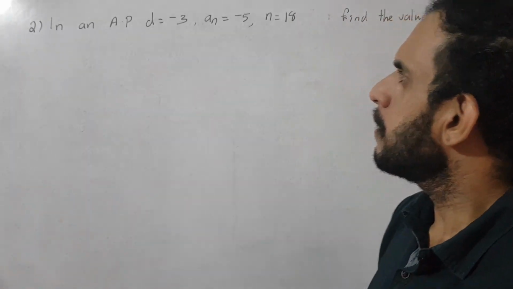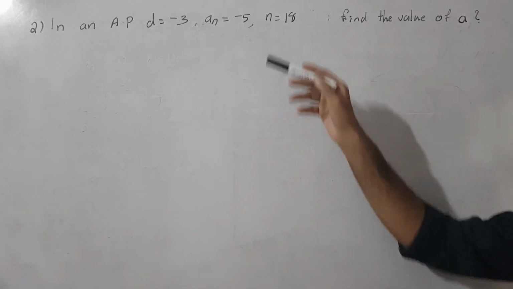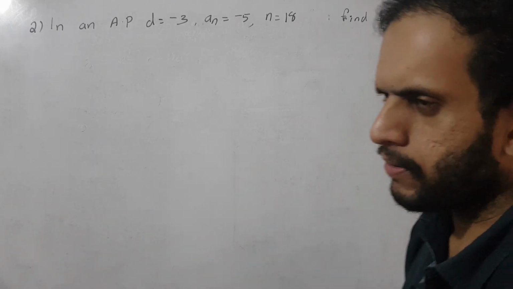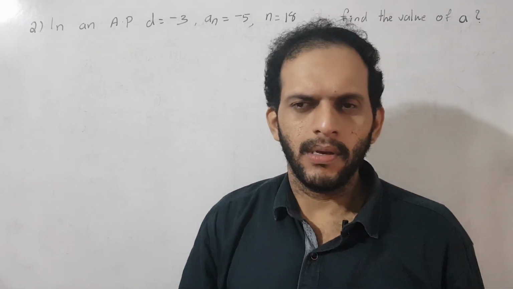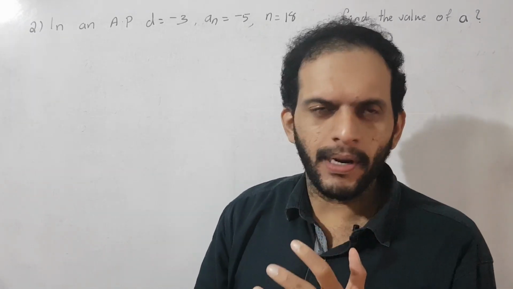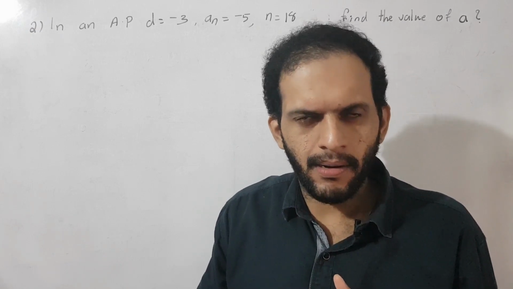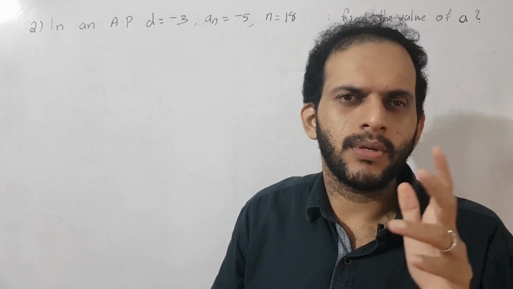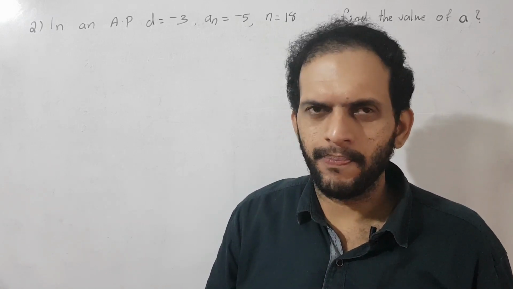In an AP, d is equal to minus 3, an is equal to minus 5, n is equal to 18. Find the value of a. Okay, it's a direct question. Here is given the common difference d, the last term an, and the number of terms 18, and the question asks to find the first term of an AP.